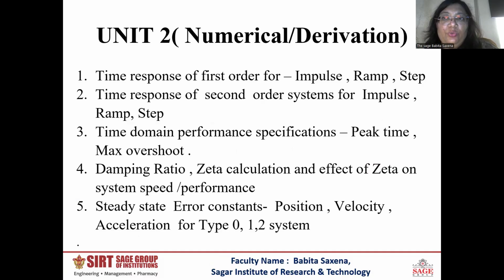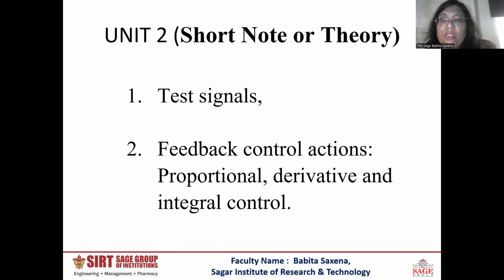In unit 2, 90% is derivation and formula. So learn about the time response of first order, second order system for the 3 inputs, impulse, ramp and step. Time domain performance specification such as peak time, maximum overshoot, then error constants such as position, velocity and acceleration constant, and the effect of zeta on the system speed, damping ratio. Short note, the only short note topics from unit 2 are the test signal and the feedback control action.